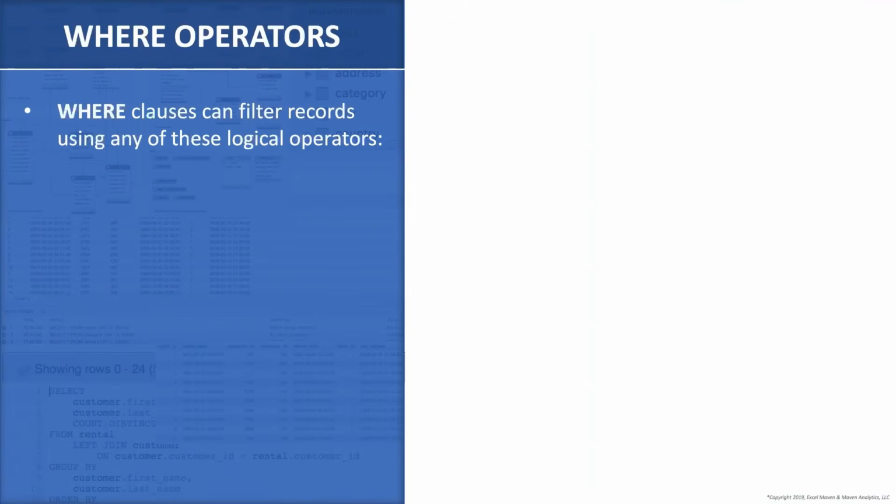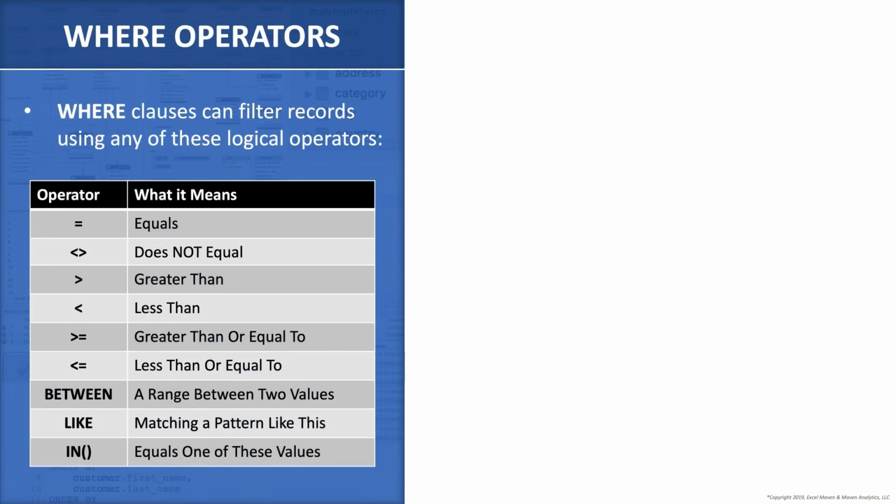A where clause can filter records using any of the following logical operators. Take a look on the left at the operators that can be used and what they mean on the right. You can use equals, does not equal, greater than, less than, greater than or equal to, less than or equal to, between, which creates a range bound by two values, like, where you're going to look for a pattern instead of looking for a precise value, and then in, where you can specify multiple values for the server to look for.